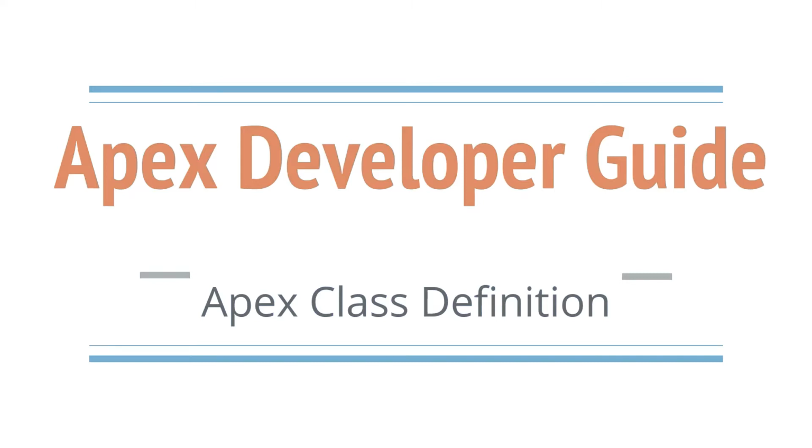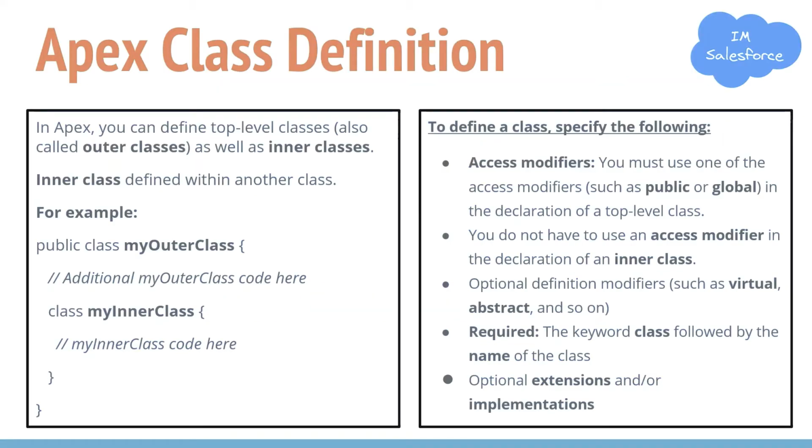So let's start. First, what is an Apex class definition? In Apex, you can define top level classes, that is outer classes, as well as inner classes. Inner classes are defined within another class. A class inside a class is an inner class. For example, we have public class MyOuterClass, and then we have an inner class, class MyInnerClass. The class is the reserved keyword, and public is the access modifier for this outer class, and the name of the outer class is MyOuterClass. There is an inner class, that is MyInnerClass.